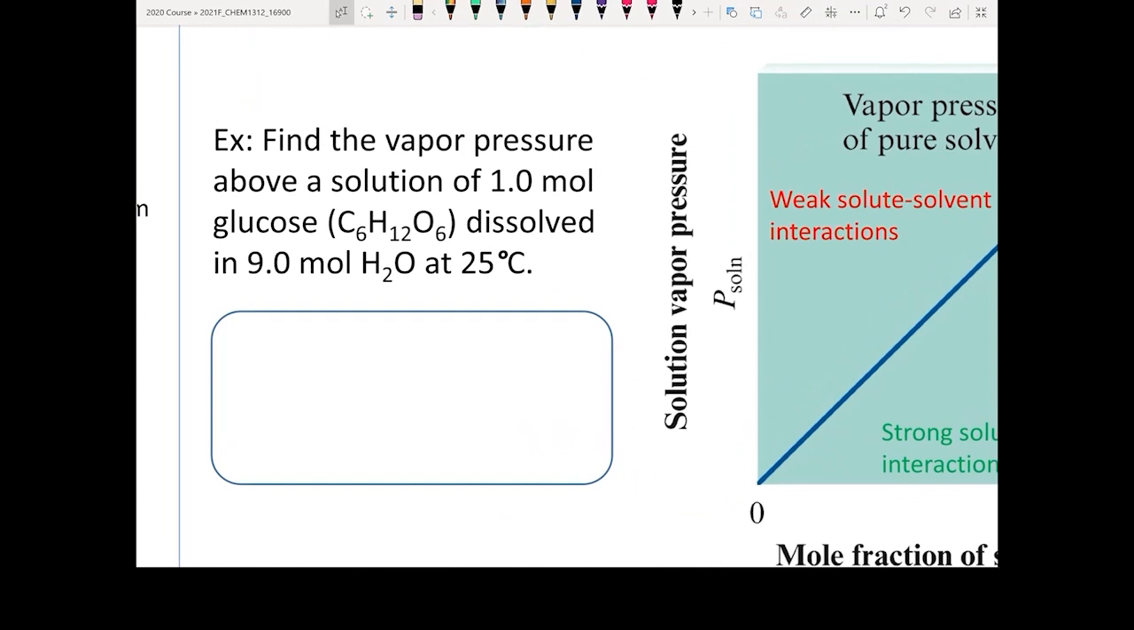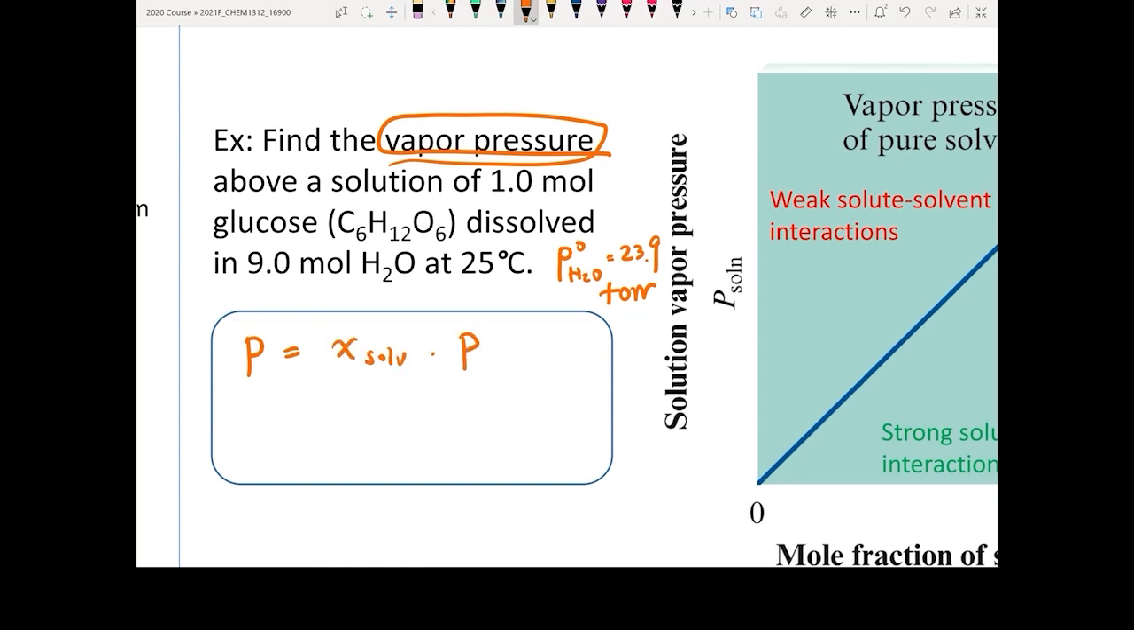Find the vapor pressure above a solution of 1 mole of glucose dissolved in 9 mole of H2O at 25 degrees C. There's one more piece of information I need to give you: the vapor pressure of pure water is 23.9 torr. Once you see this keyword, vapor pressure, the equation that comes to your mind should be Raoult's law, where the vapor pressure of your solution is equal to the mole fraction of your solvent multiplied by the vapor pressure of the pure solvent.